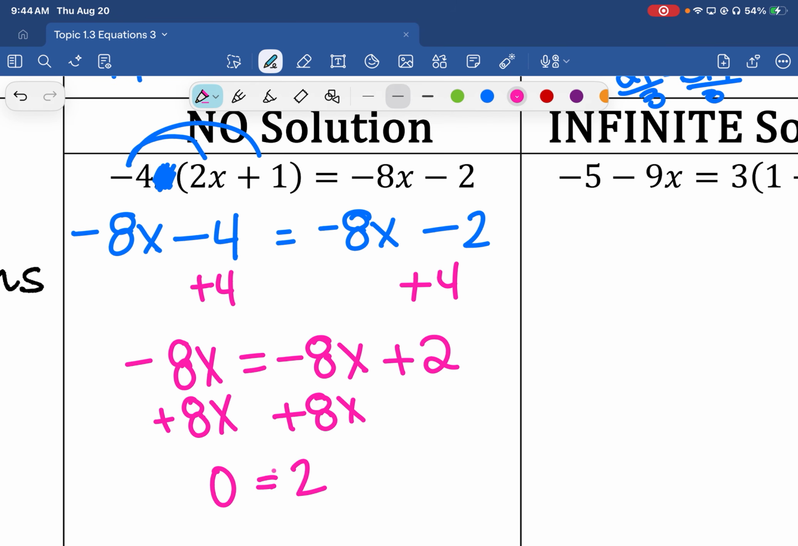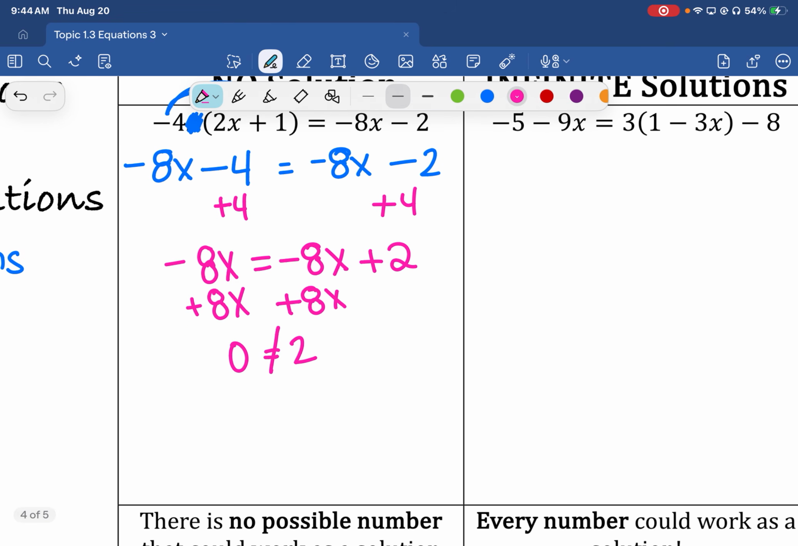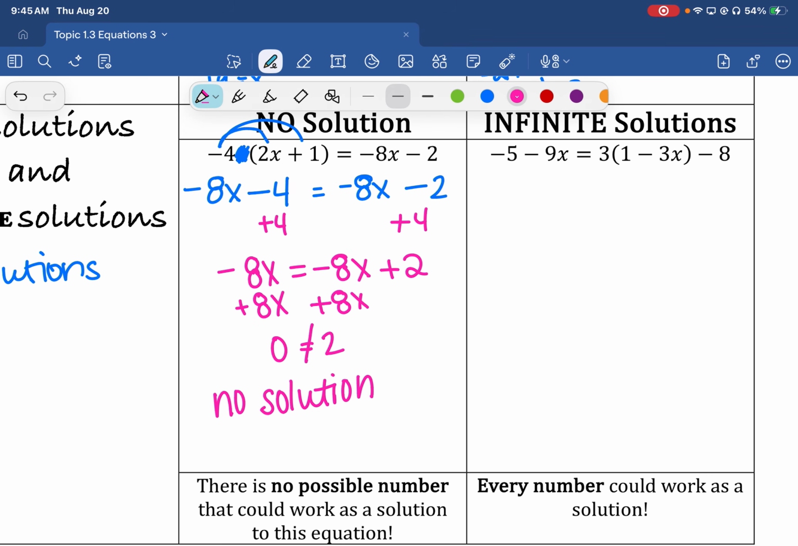Does 0 equal 2? Anytime your equation equals with a non-equivalent statement, that means no solution. Means there are no possible numbers that can make that equation true. All right. We're going to also look at infinite solutions.